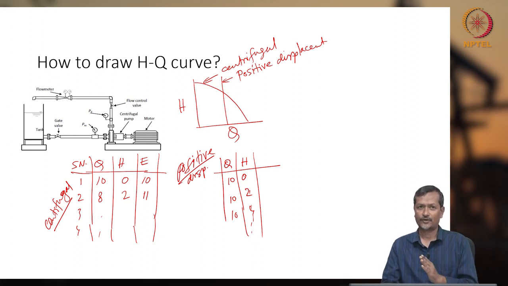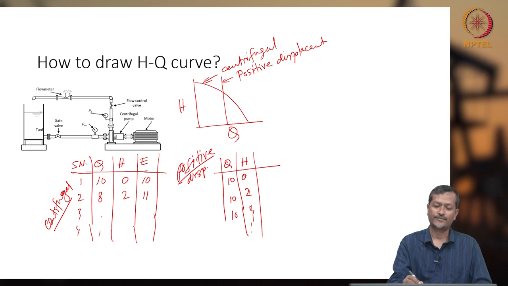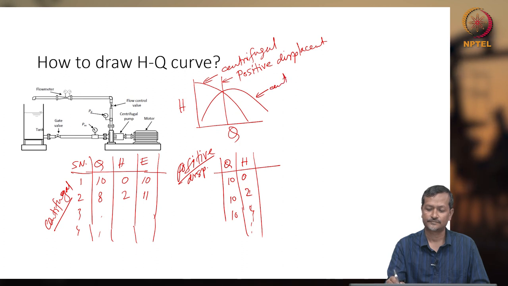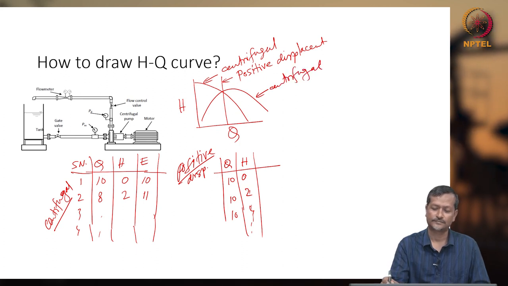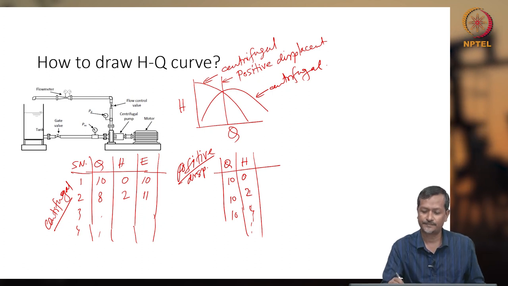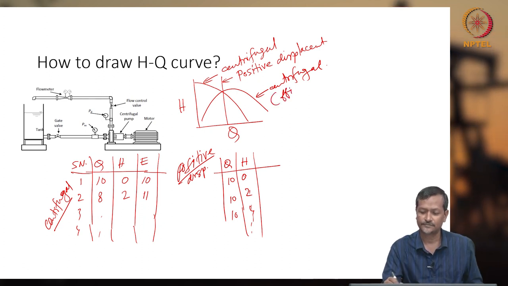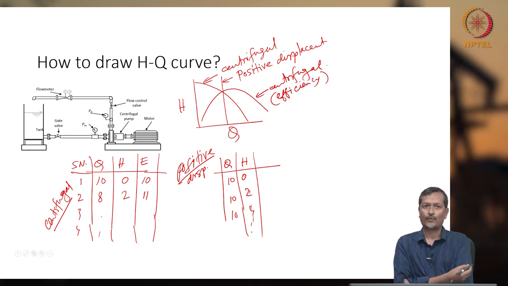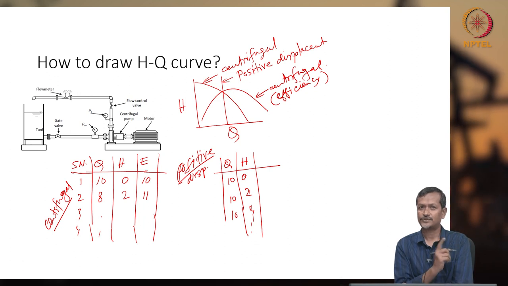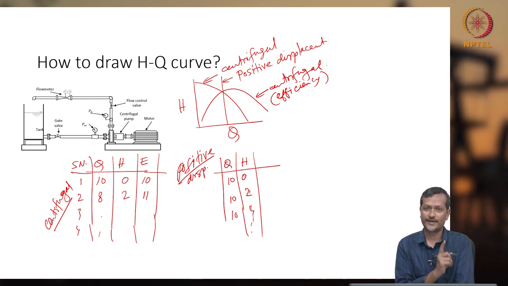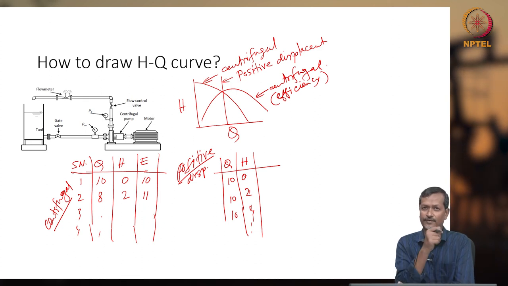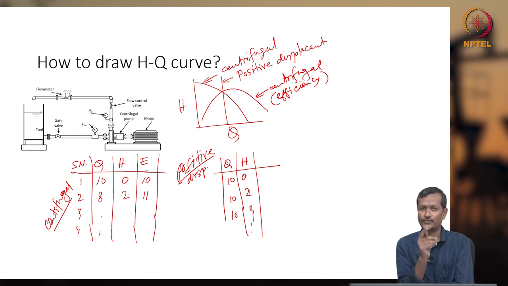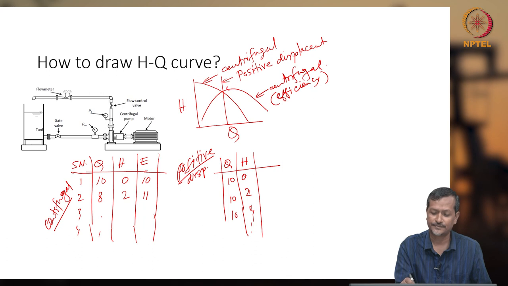So H will be changing continuously and you will be producing this figure. And if you take electrical data also and calculate efficiency, then your efficiency curve will be like this for the centrifugal pump. This is efficiency, eta. Why will the efficiency curve be like this? Because at a certain point your efficiency will be very high, and if you keep changing the valve, then finally your efficiency will go down, so you will have one best efficiency point.